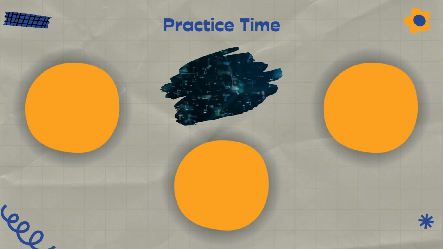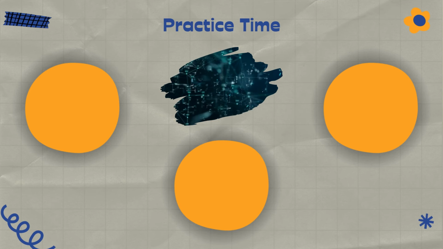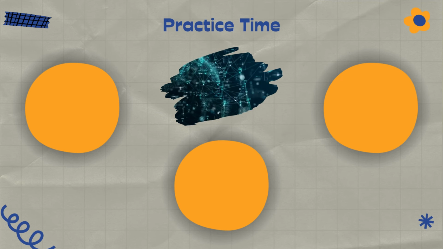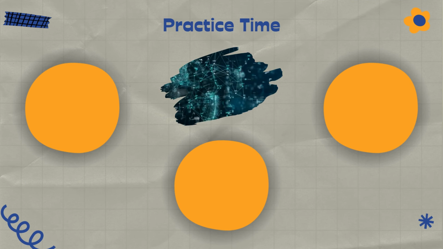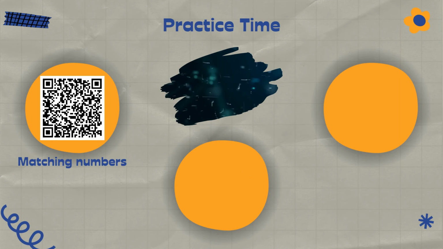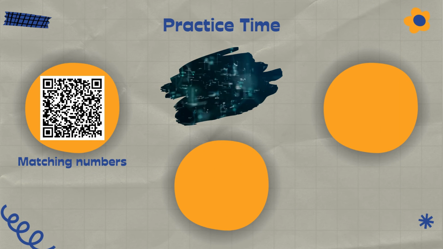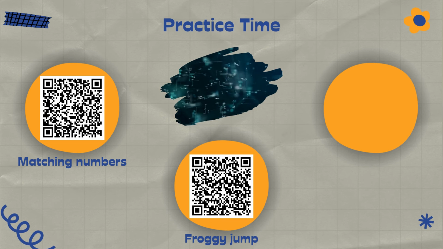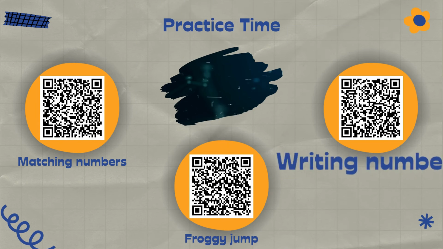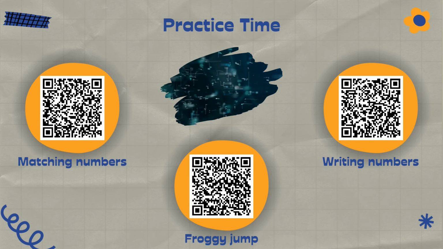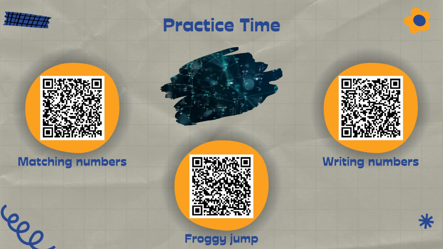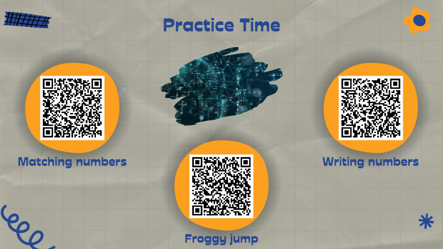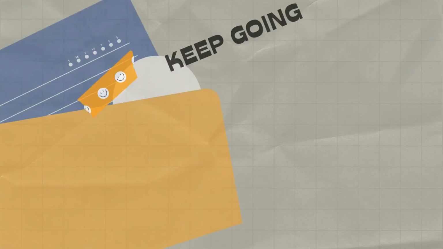Don't just watch this video passively. Here you have the exercise to continue your preparation. Scan the code or click in the links in the description. The code on the left is to match numbers with their correct written form. The code in the middle is to play with a frog until you cross the pond. And the code on the right is to practice your writing skills with numbers. These games are free and you can try as many times as you wish.